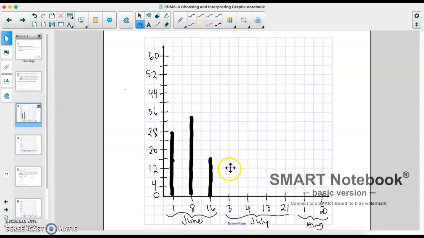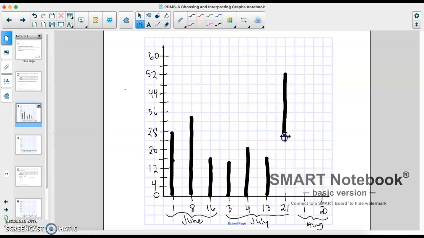Then there's 15 on July the 3rd, which is just below this line here. And then on July the 4th, it was 21, which is just up here. July 13th was 17 again, and so it's again just above this line here. On the 21st, it was 52, which is all the way up here.